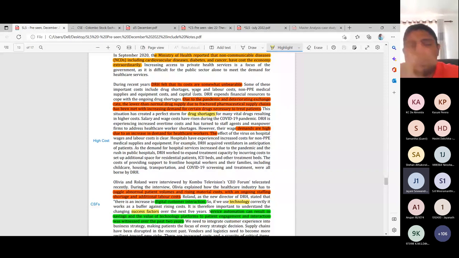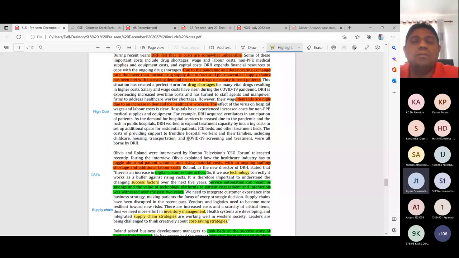other treatment beds. They expanded, right? The hospital was expanded. The cost of providing support to frontline hospital workers and their families, so the social aspect will continue, including child care, housing, transport, and COVID-19 screening and treatment, were all borne by DRH. Good. More employee benefits. So, the ERG framework, right? Then triple fee. A lot of examples are here.